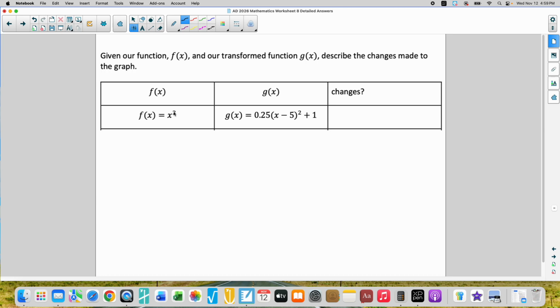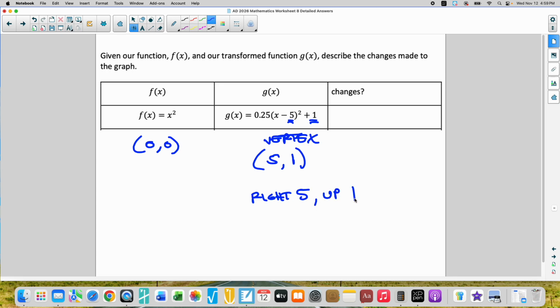So this is the vertex. This tells us this is in vertex form. So the vertex is going to be 5, 1. That tells us the shifting, because the vertex is 0, 0 here. So we're going to go right 5, up 1. And then what does the a value do?